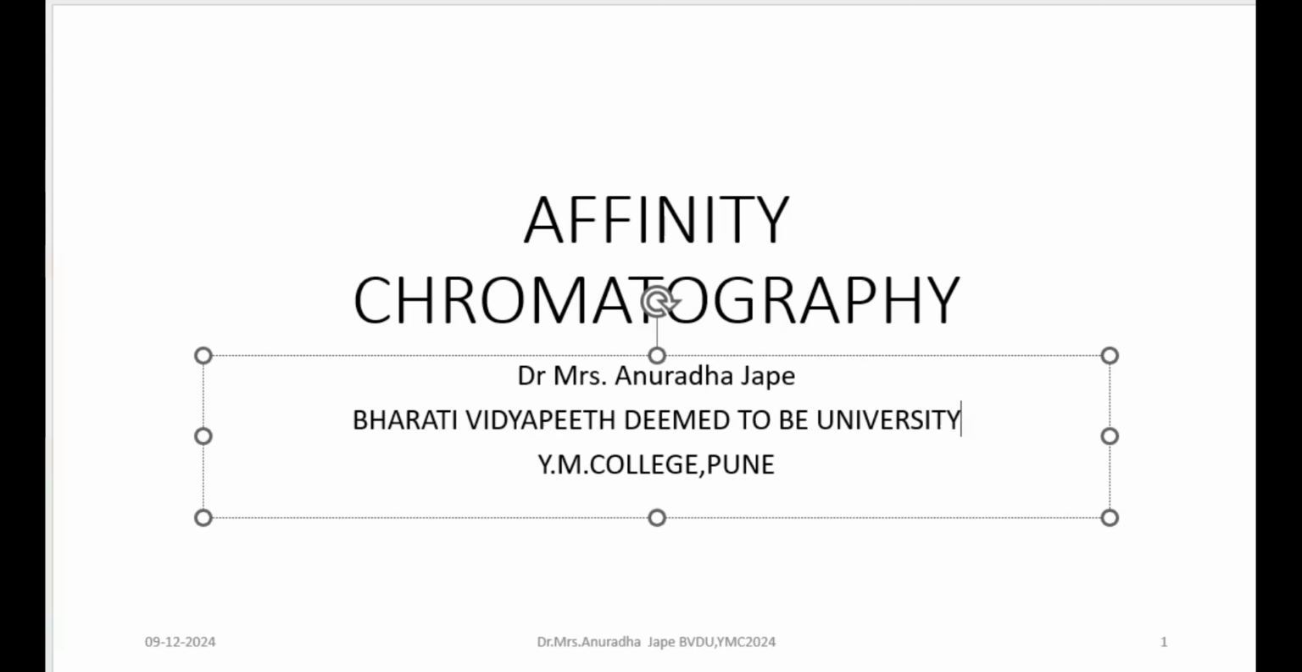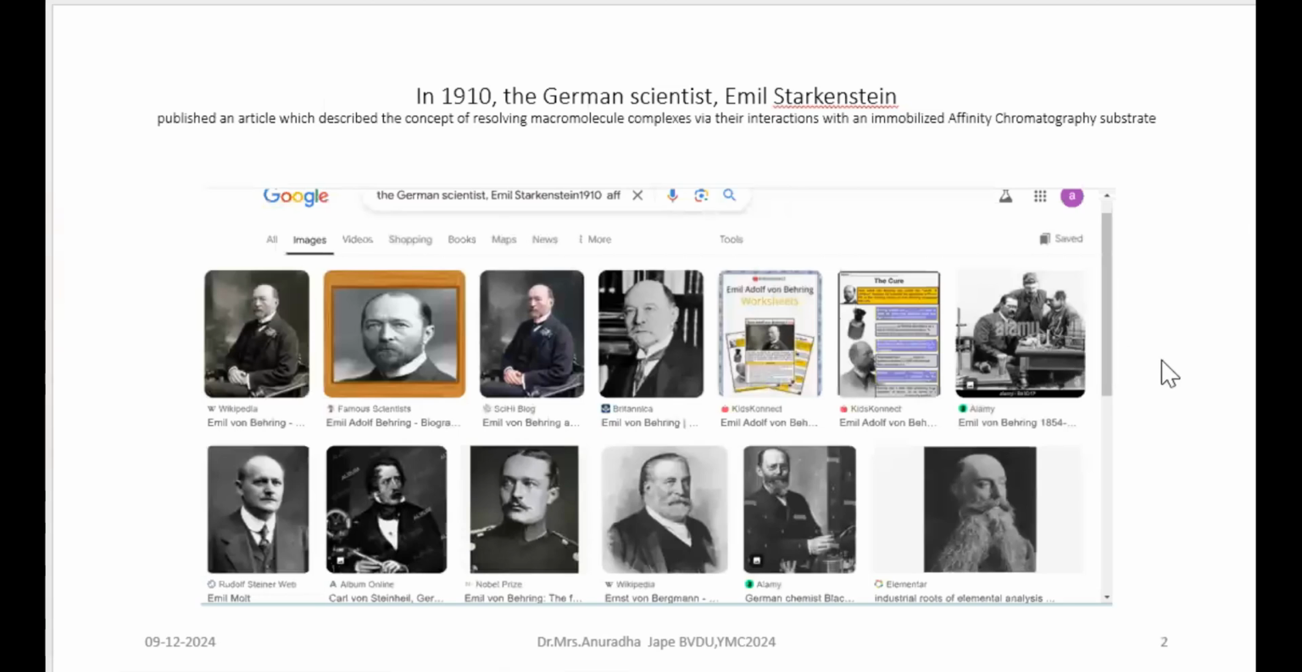Now, when I typed the words German scientist Emil Starkenstein, 1910, I got so many photographs on Google, right? When I type these words, so many different photographs appear on the screen, and I have to choose who is the right person.